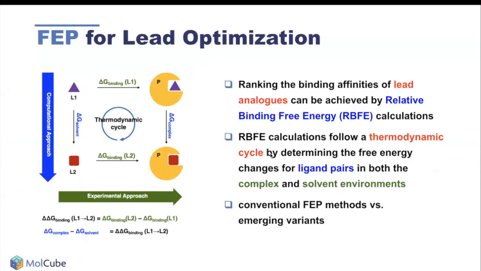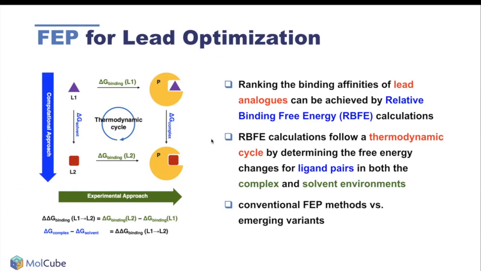In the current drug design and discovery pipeline, FEP calculation is an important tool used in the lead optimization stage. Here, the term FEP is not limited to the free energy perturbation method, but it is a broad term, and it stands for a series of alchemical free energy calculation methods.